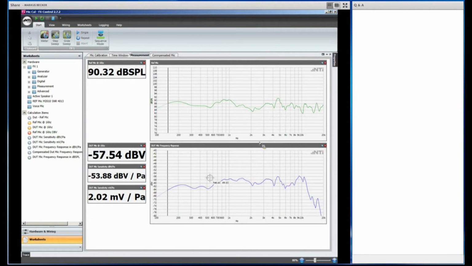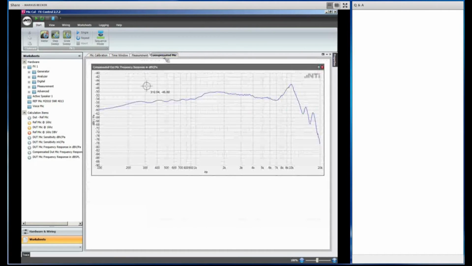And down here we see the recorded measurement result from our device under test. By comparing these two curves, by calculating the difference, we get the actual frequency response of our microphone of the device under test without the impact from the reference loudspeaker, without the characteristic of the reference loudspeaker. So this is the pure behavior of the measured microphone, what you see here on this graph. This is what we are looking for.